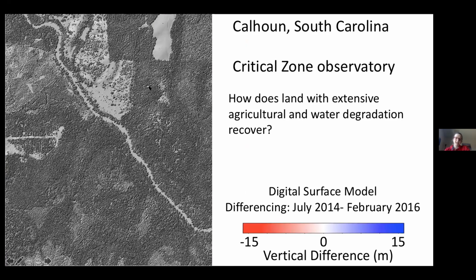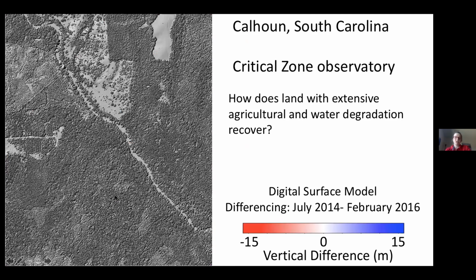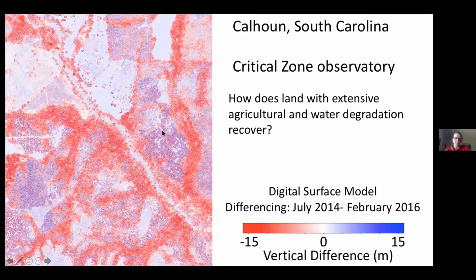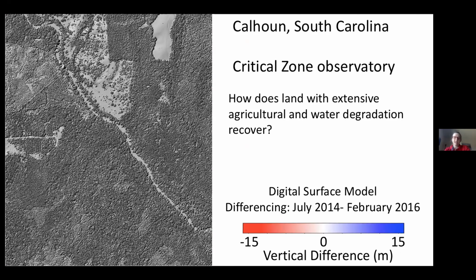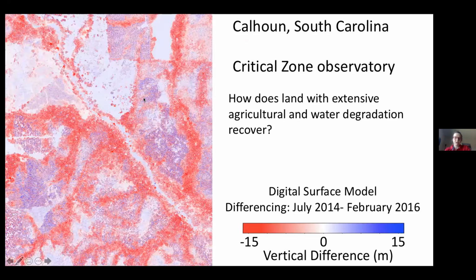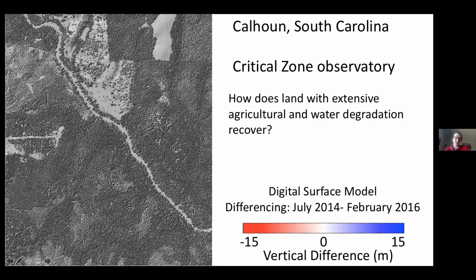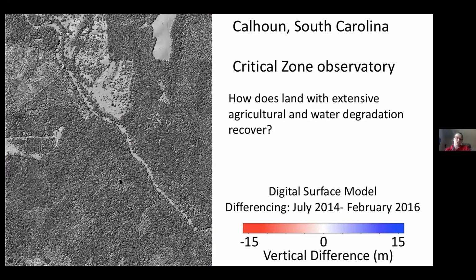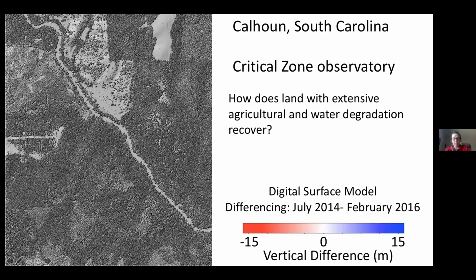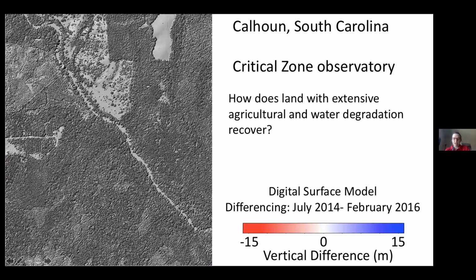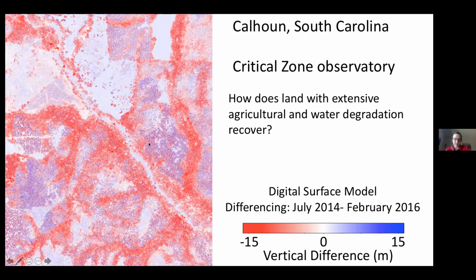This is looking at the Calhoun Critical Observatory in South Carolina. This critical observatory was set up to understand how land that had extensive agriculture and water degradation recovers over time, and this is showing the differences in the digital surface model between a summer date and a winter date.